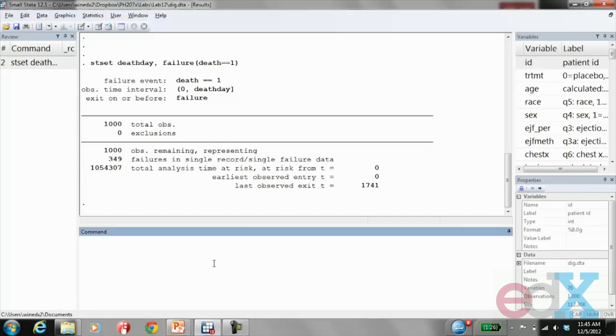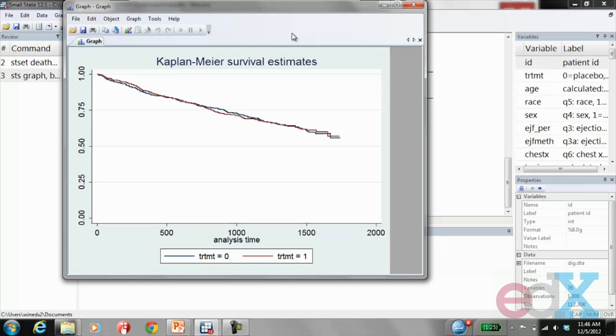Now the command to estimate the survival function, it's sts graph. Since we want to do it by treatment, we have to put comma, by, and then treatment, trtmt. So the Kaplan-Meier survival estimates will appear. And just from eyeballing this, it appears that the treatment doesn't have an effect on overall survival. I mean, the two curves are basically overlapping one another.